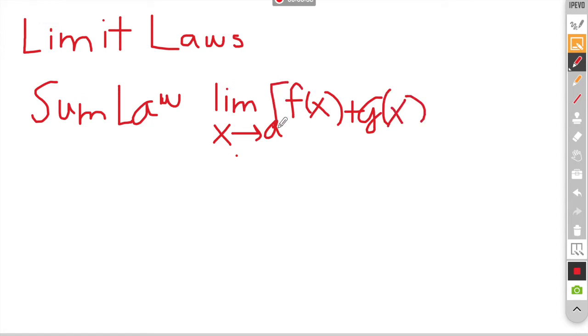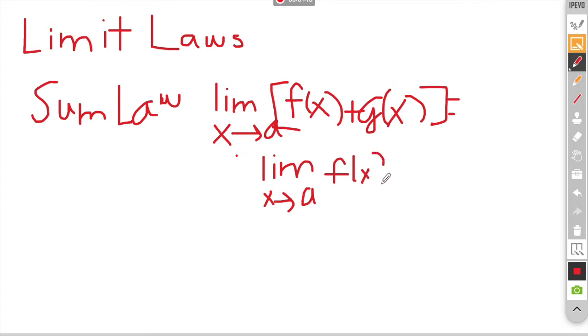Now in this situation, you're wondering, what am I supposed to do? We have two different functions. In limits, it's actually very easy. You're basically just going to separate them. So you're going to take the limit as x goes to a of the first function, f of x, plus the limit of g of x. And it's actually pretty easy when you see this in terms of numbers. It's basically just plugging in a for the values of x that are in the problem. So that's the sum law.